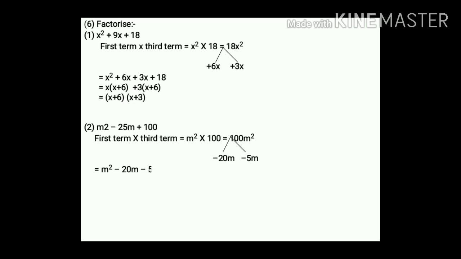So here, children, the next step: m² − 20m − 5m + 100. Now we have to take the common, children, between the two terms. m is common between the two terms. So take it out and the uncommon in the bracket: m − 20. Here, children, between the next two terms 5 is common. So take out the 5 and the uncommon m − 20. So the two brackets are the same. We take the common: (m − 20)(m − 5).